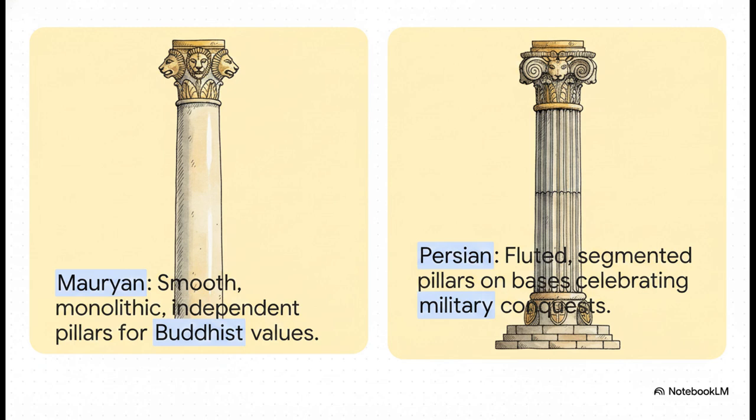Persian pillars were segmented, fluted, and celebrated military conquests. Mauryan pillars, on the other hand, were incredibly smooth, carved from a single monolithic piece of stone, standing completely independent of other buildings, and focused on championing Buddhist values.